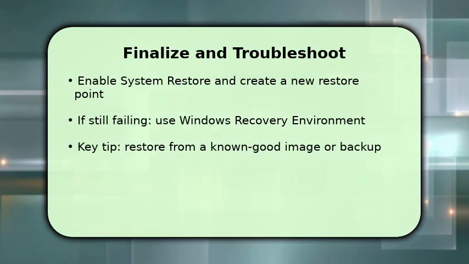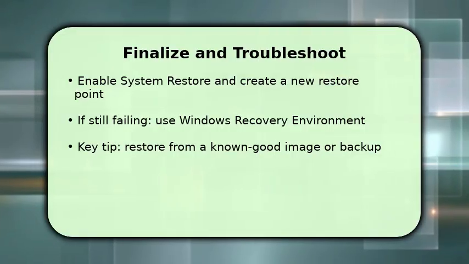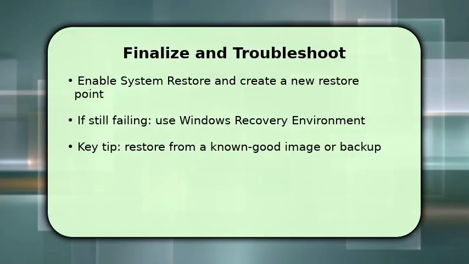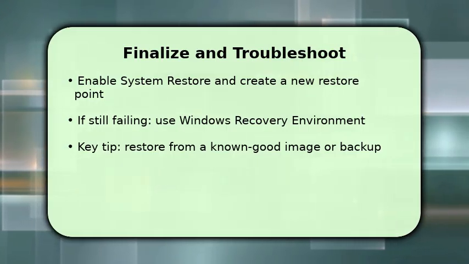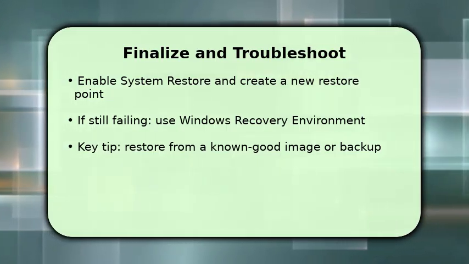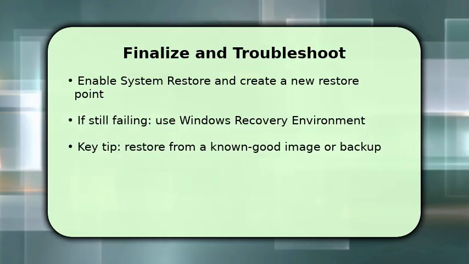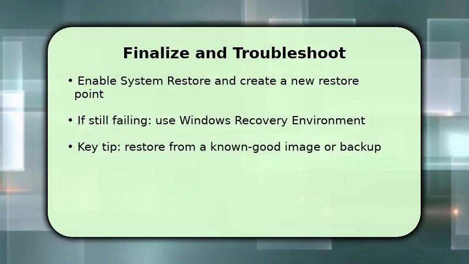Finish by enabling System Restore if it was off, create a new restore point, and attempt a normal restore to your chosen snapshot. If System Restore still fails, boot to the Windows Recovery Environment, choose Troubleshoot, then Advanced options, then System Restore, or use Startup Repair first.